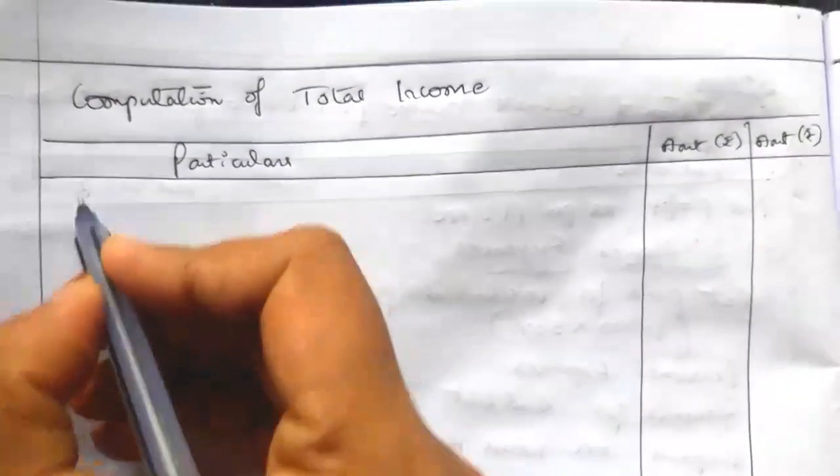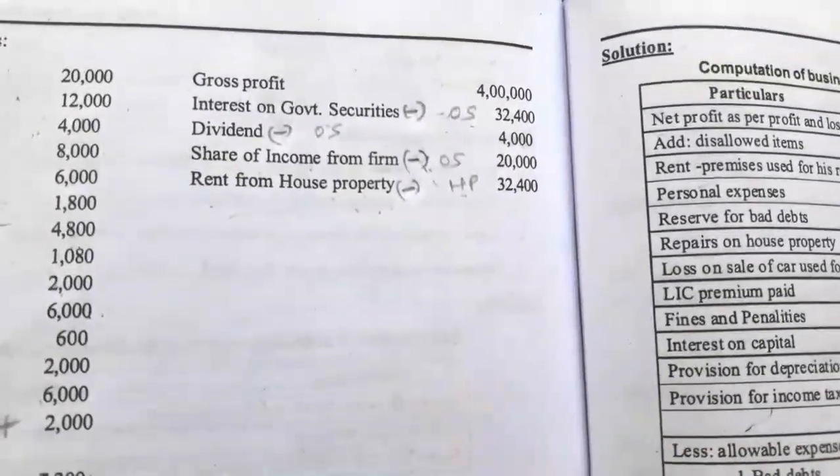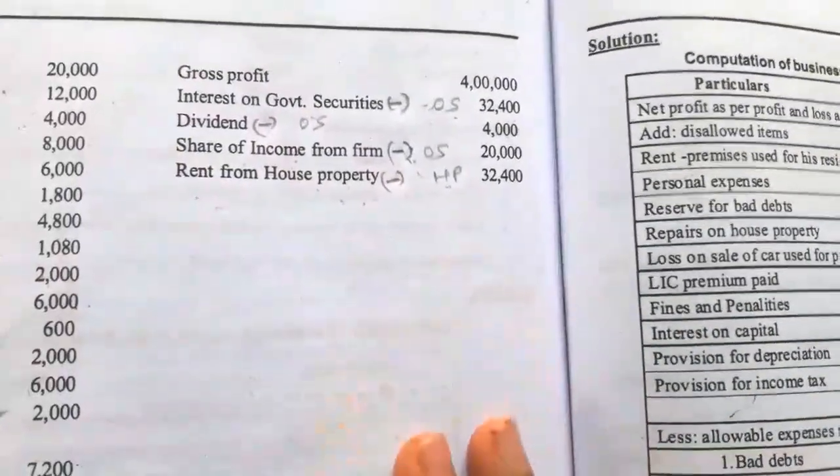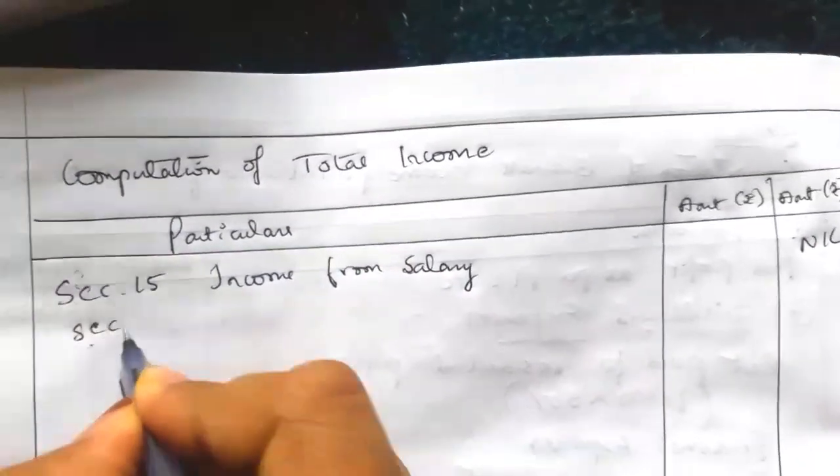Total income is nothing but we have to add the 5 heads of income here. Namely, first, section 15, salary income. All the income will be written on the credit side of the profit and loss account. To write the salary income, we have to see the credit side of the profit and loss account. There is no salary income, so it is nil. Next, section 22, income from house property.